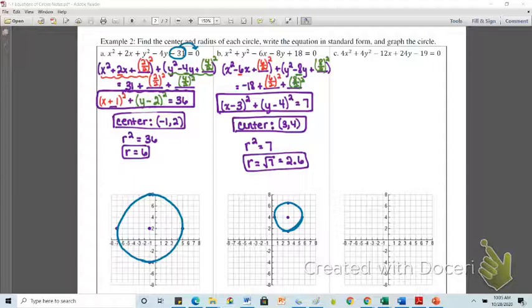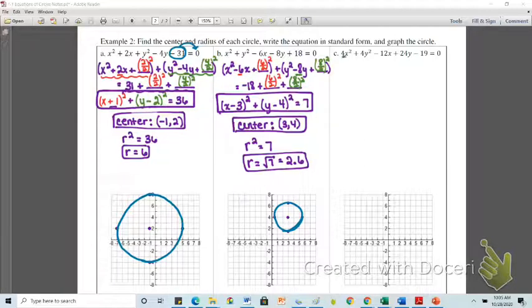Okay, last one. If you'll notice, there's something different about C. It has a coefficient. We need to go ahead and get rid of that coefficient. So for a circle, they will both always be exactly the same. We cannot complete the square if there's a coefficient in front.